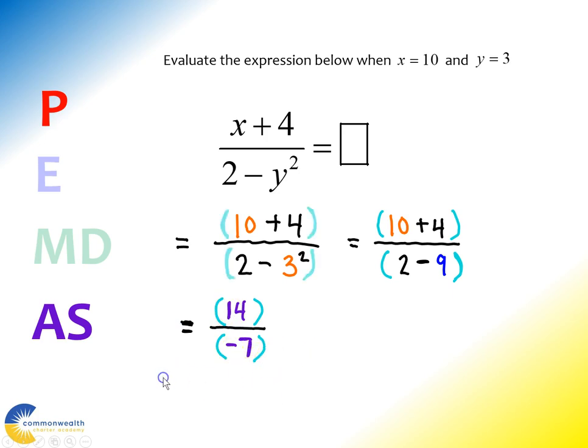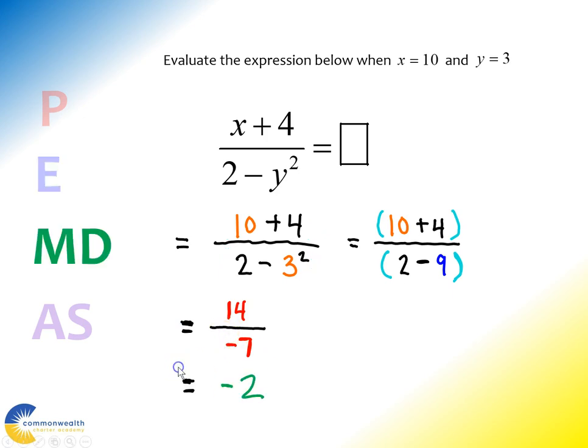So essentially now, taking care of this, my parentheses stage has been taken care of because now I have 14 divided by negative 7. So now I look for any exponents. There aren't any. Now I look at it for multiplications and divisions. I do have a division, 14 divided by negative 7, which is negative 2. And so, that's basically the final answer.